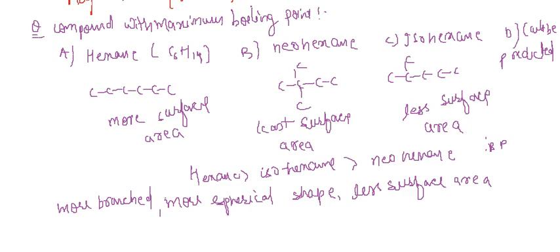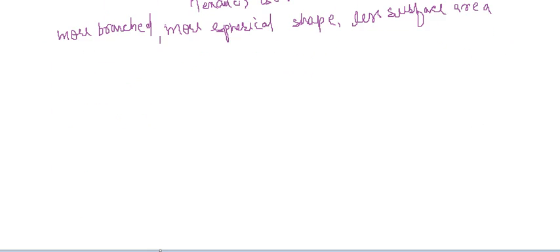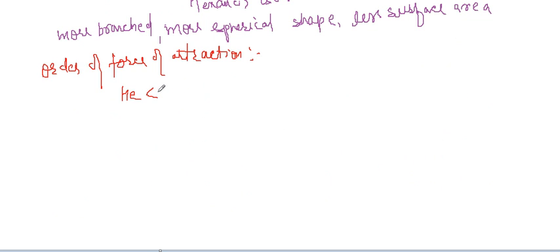Now, if we talk about the order of force of attraction: helium, then neon, then argon, then krypton, then xenon. This is the force of attraction between them. Here again it is directly proportional to the molecular mass. If the types of forces are the same, then it is directly proportional to the molecular weight.